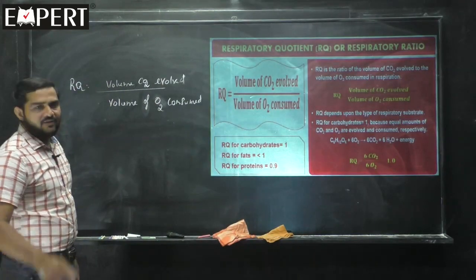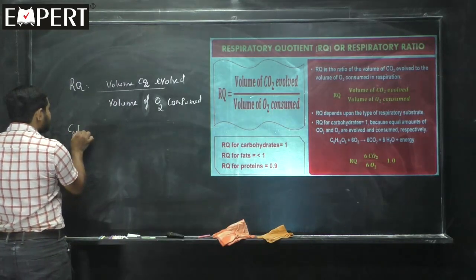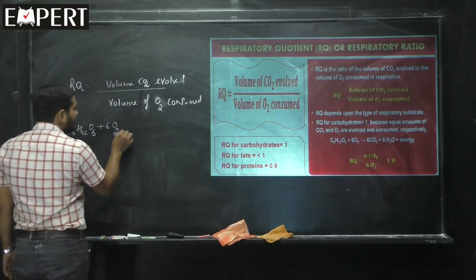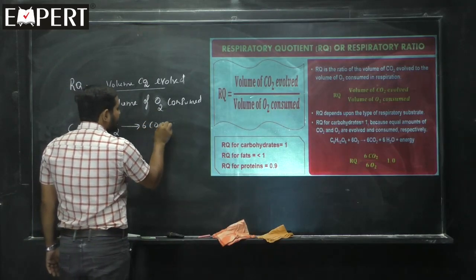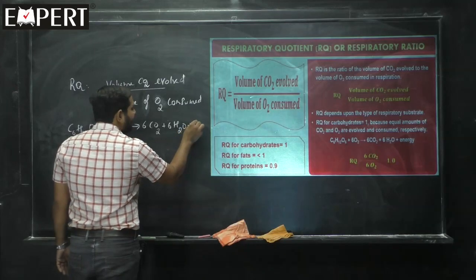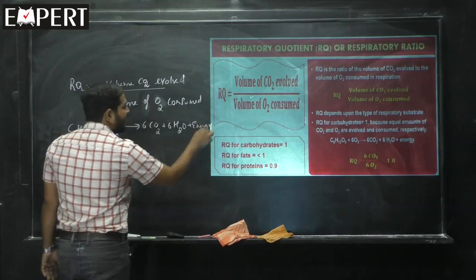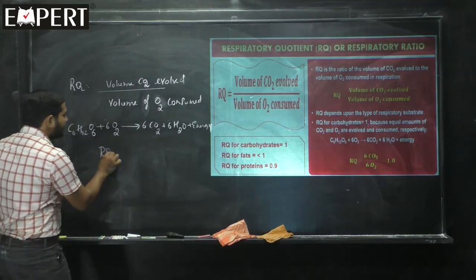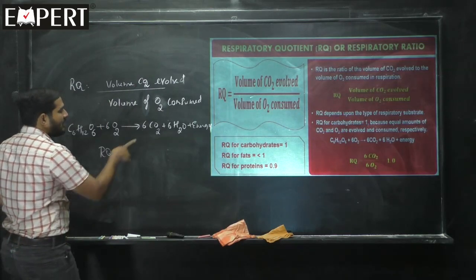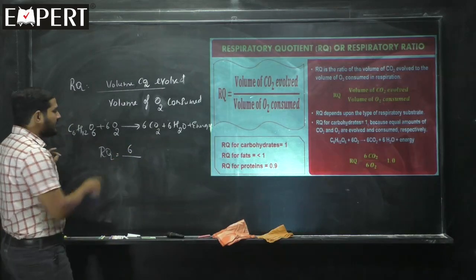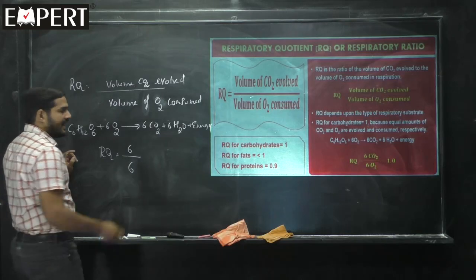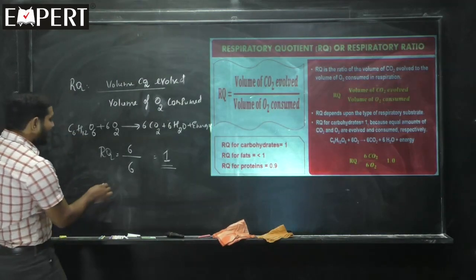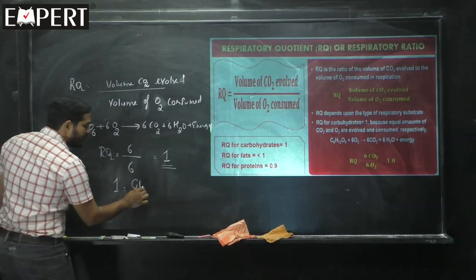Let me explain this with the help of one example. C6H12O6 in the presence of 6O2 becomes 6CO2, 6H2O and a lot of energy in the form of ATP. This is aerobic respiration, 38 ATP. Take this equation, students. RQ is equal to CO2 evolved. How many CO2 evolved? 6 CO2. How many O2 consumed? 6 O2. 6 divided by 6, the answer is 1. 1 is the RQ value for glucose.